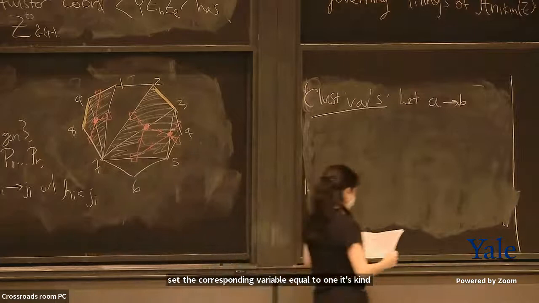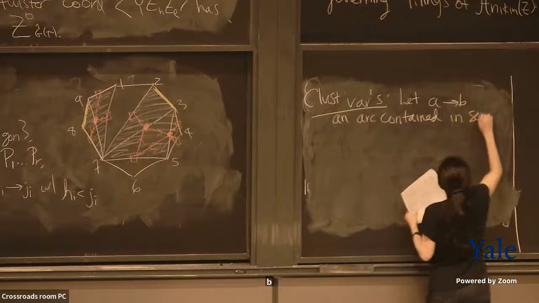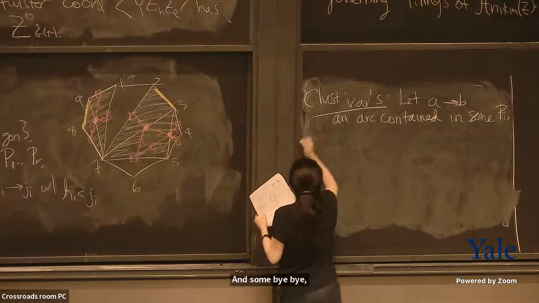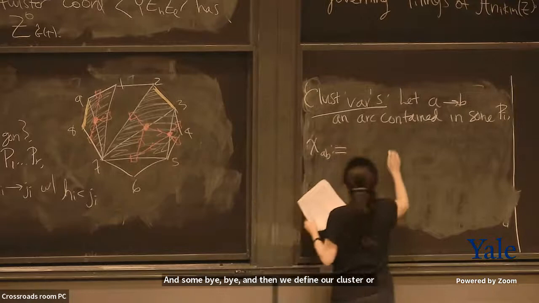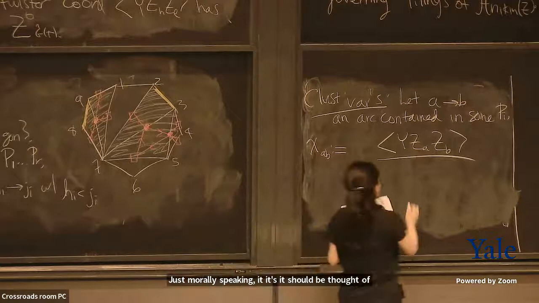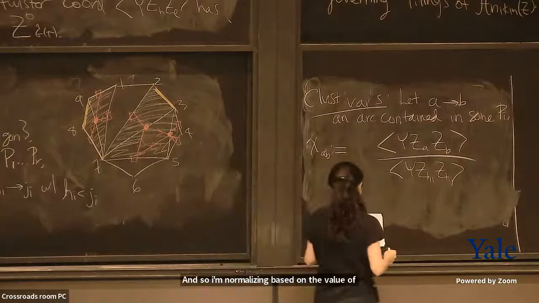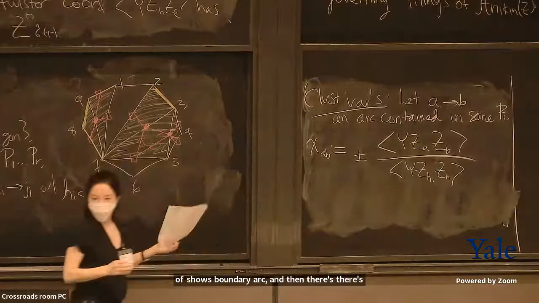So let's let a to b be an arc contained in some P_i, and then we define our cluster variable to be... Just morally speaking, it should be thought of as the twistor coordinate <Y z_a z_b>. But we have to normalize within each polygon, and so I'm normalizing based on the value of this chosen boundary arc. And then there's a sign here, which is easy to write down, but you have to choose it carefully to make sure your cluster variables are positive.